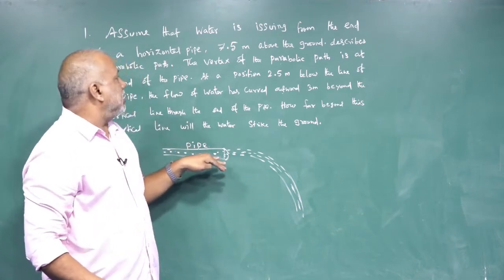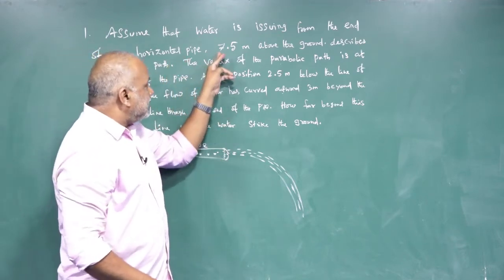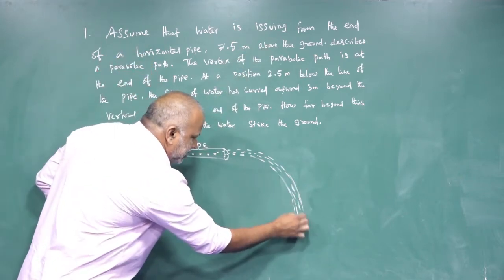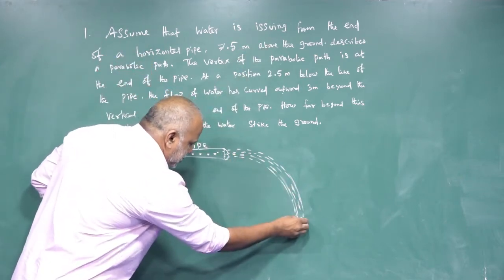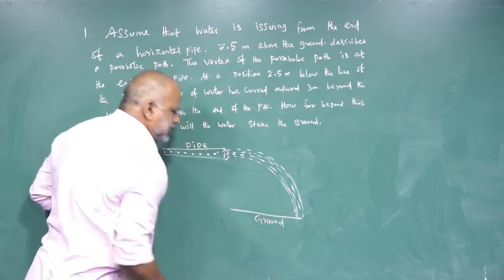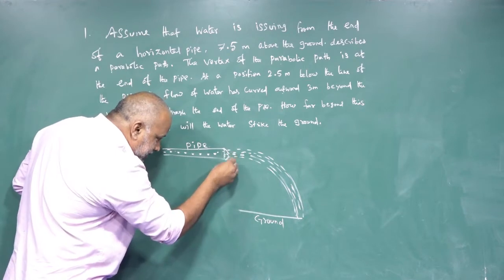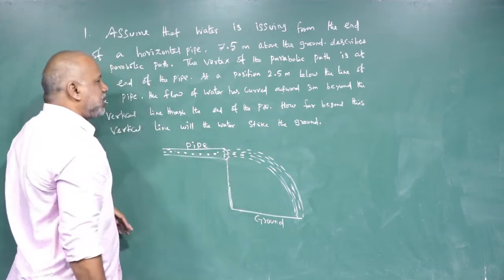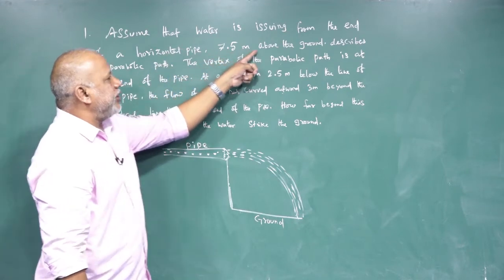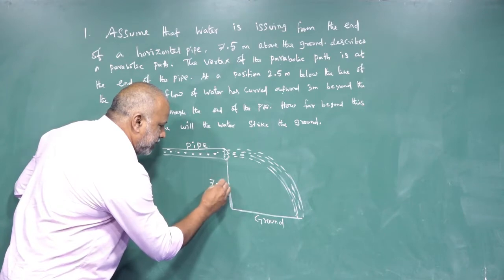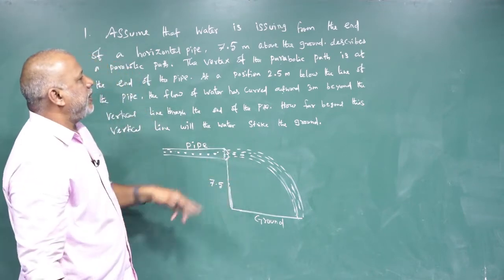This is the horizontal pipe. Consider this is the water curving out. Consider this is the ground level. From this, consider the height of the pipe: 7.5 meters above the ground. This is 7.5 meters above the ground level.